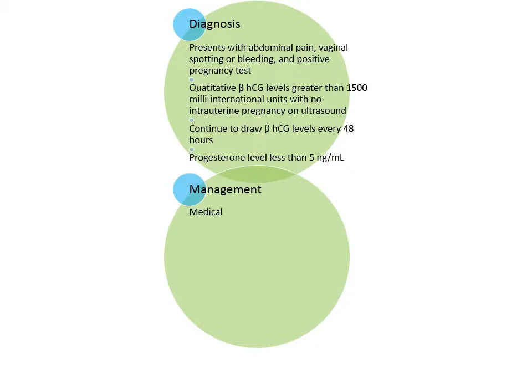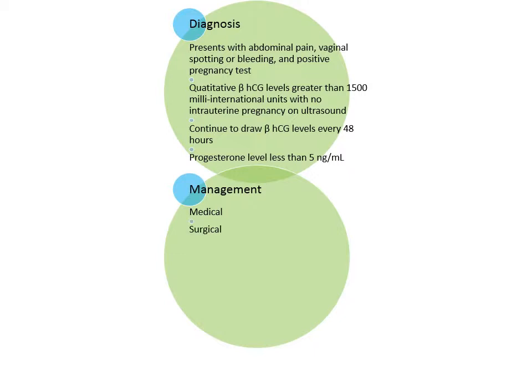Medical management involves administering methotrexate to dissolve the pregnancy. In order for methotrexate to be successful, the mass must measure less than 3.5 centimeters with no fetal cardiac activity and a serum beta HCG level of less than 5,000 milli-international units.